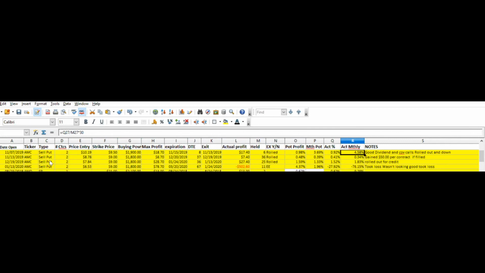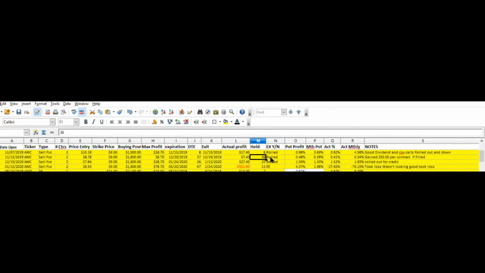I rolled it out and down, meaning I went from the 9.50 strike down to a $9 strike, but I rolled it out quite a ways. That was on November 13th. I now had a $9 strike, which put it at 1,800 buying power. My maximum profit was only 870. This stock was starting to trend down, and I was getting nervous about it, and I should have just gotten out then, but oh well, you learn. Hindsight's 20/20, right? So that was 37 days to expiration. I was only going to make 0.39%.